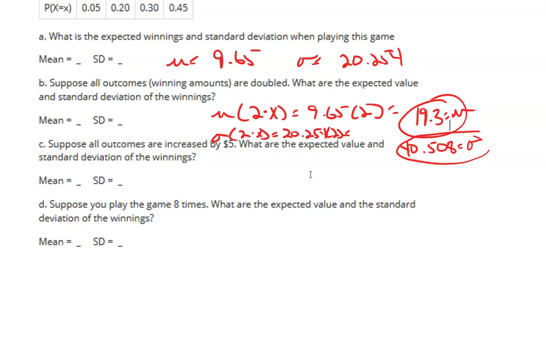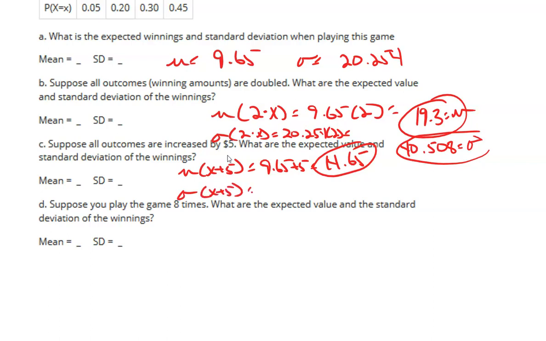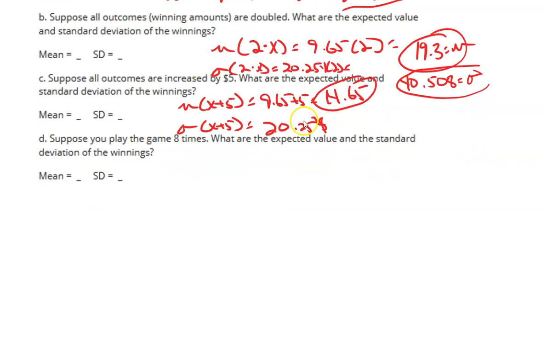So what happens if the outcomes increase by $5? When you increase all the outcomes by $5, it's just going to make x plus 5, which means the mean goes up by $5. So 9.65 plus 5 is 14.65. So 14.65 for the mean. For the standard deviation, remember, just adding a number to all of them does not change the standard deviation at all, so it will remain 20.254. That will remain the same if you just add $5 to each of them.